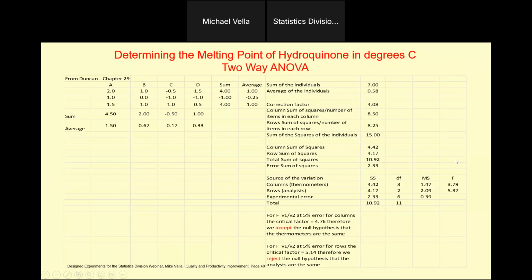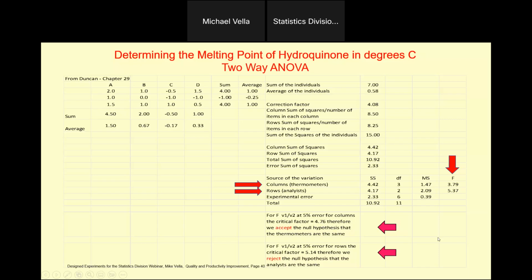And this time I used a piece of software called QI, which I'll be introducing in a minute. And this shows us, again, the columns, thermometers for the V1 versus V2 at 5% error, critical factor 4.76. Again, we see F of 3.79. So we accept the null hypothesis because 3.79 is less than 4.6.